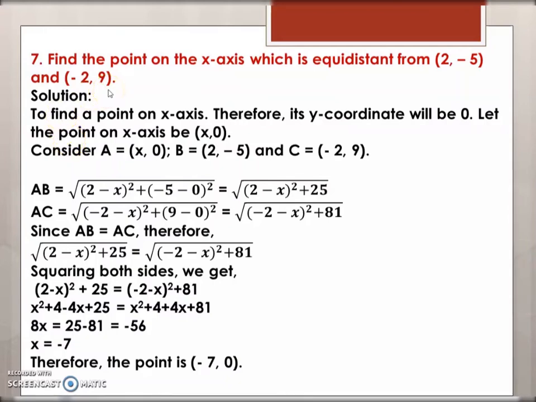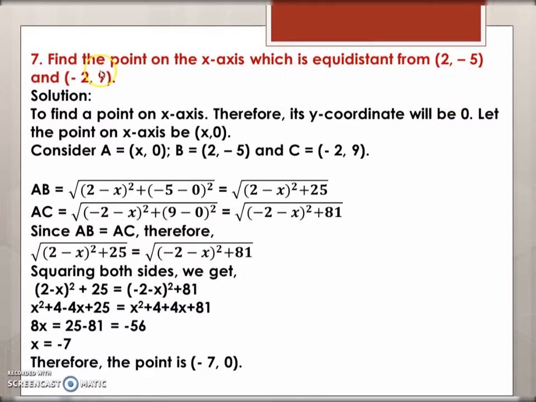So in the seventh problem, you have to find a point on the x-axis which is equidistant from (2, -5) and (-2, 9). Since the point is lying on the x-axis, the y-coordinate of that point will be 0. The coordinate of that point should be (x, 0). So let that point be A. A's coordinates are (x, 0), and B we are taking as the second point (2, -5), and the third point C is (-2, 9).